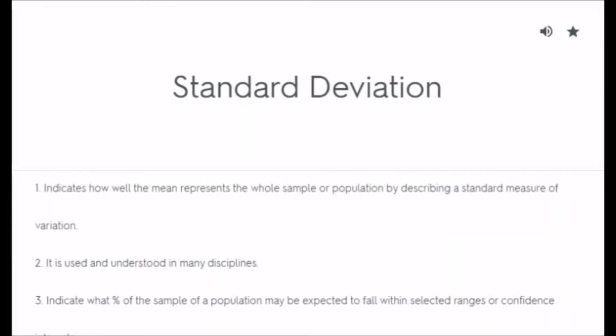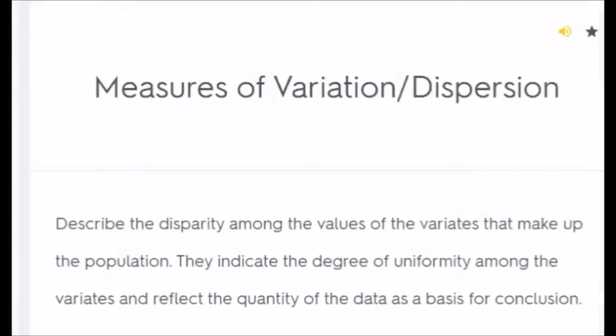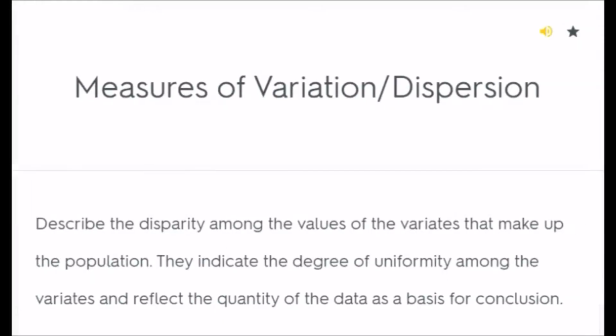Standard deviation. 1. Indicates how well the mean represents the whole sample or population by describing a standard measure of variation. 2. It is used and understood in many disciplines. 3. Indicates what percent of the sample of a population may be expected to fall within selected ranges or confidence intervals. Measures of variation, dispersion.